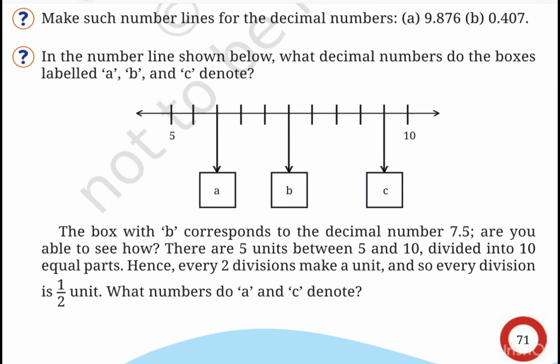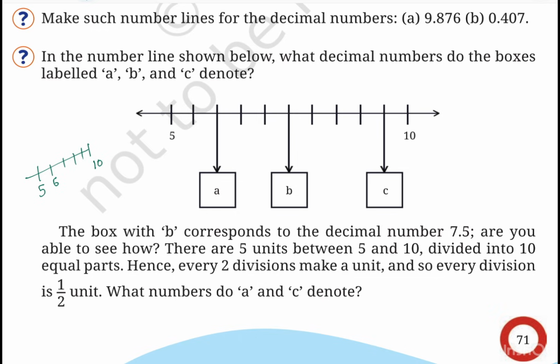Next question. In the number line shown below, what decimal numbers do the boxes labeled A, B and C denote? Here we can see that from 5 to 10, there are 1, 2, 3, 4, 5, 6, 7, 8, 9, and this one is 10. So there are 10 equal parts.